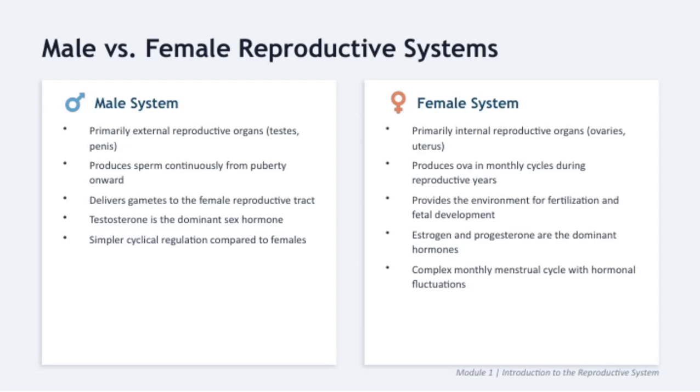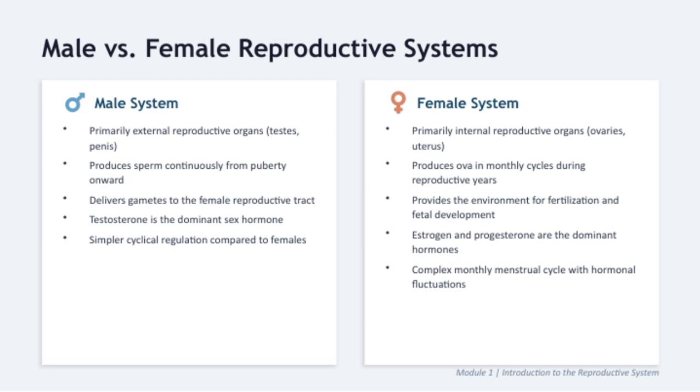Let's take a closer look at the reproductive systems, starting with the female system. The female reproductive system primarily involves internal organs like the ovaries and the uterus. These organs are responsible for producing ova, or eggs, on a monthly cycle during the reproductive years. This cycle is quite complex and involves hormonal fluctuations that prepare the body for potential pregnancy. The key hormones here are estrogen and progesterone, which regulate the cycle and create the ideal environment for fertilization and fetal development if conception occurs.